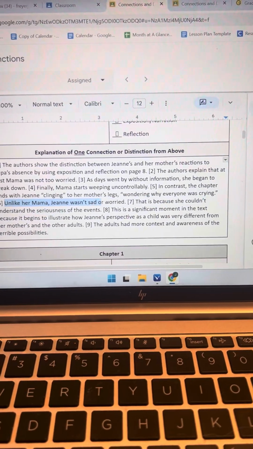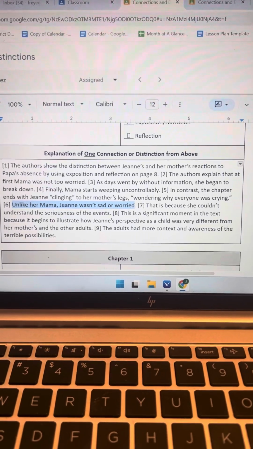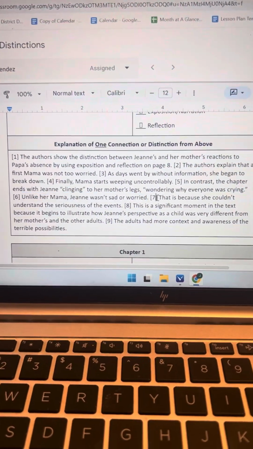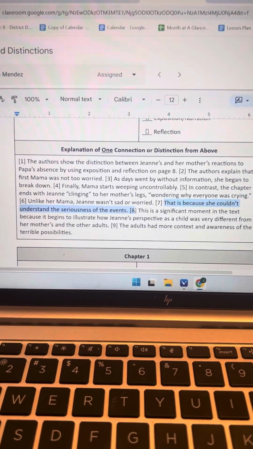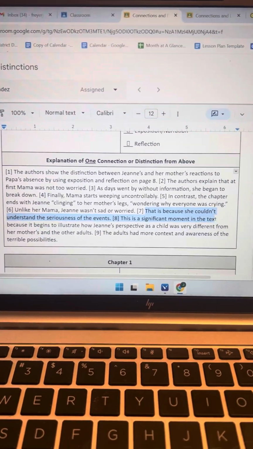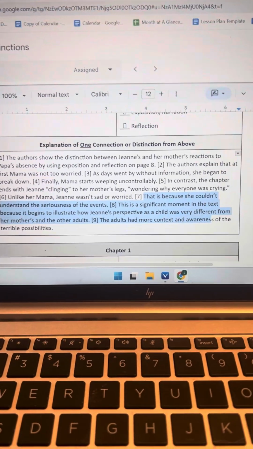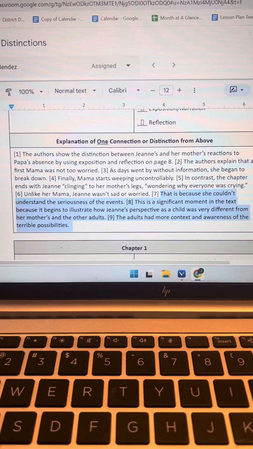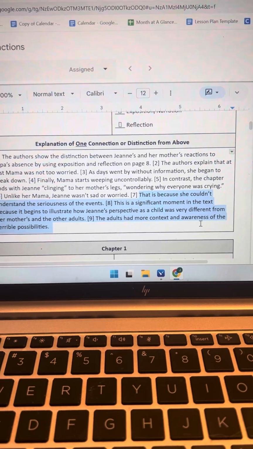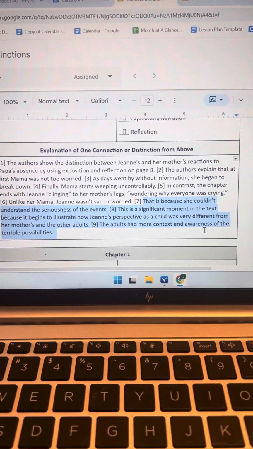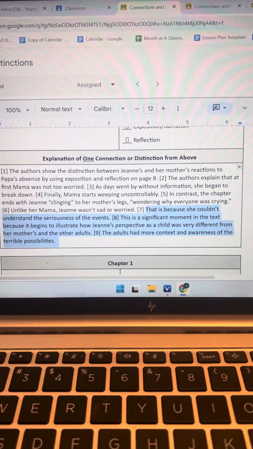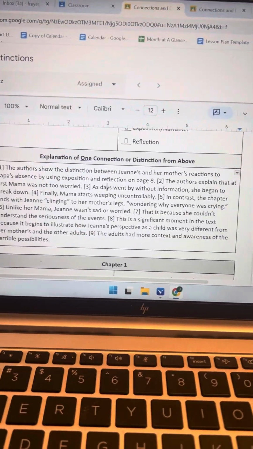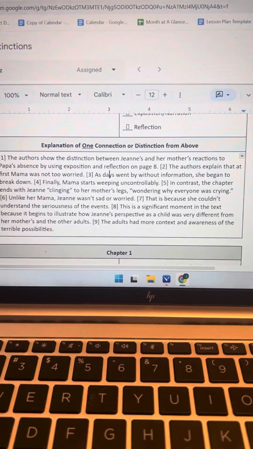So unlike her mama, Jean wasn't sad or worried. Now we're talking about how her reaction was different from her mom's. That is because she couldn't understand the seriousness of the events. This is a significant moment in the text because it begins to illustrate how Jean's perspective as a child was very different from her mother's and the other adults. The adults had more context and awareness of the terrible possibilities. So at the end of your response, in your own words, you're just explaining why this connection or distinction is important to the story. I hope this helps.